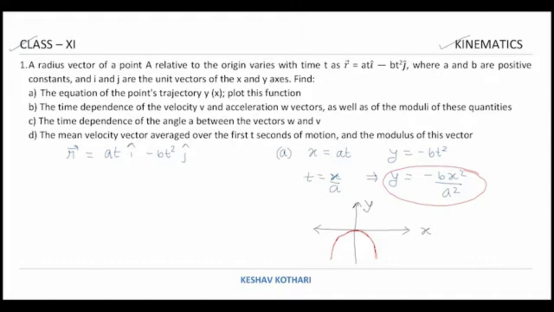The next question asks for the time dependence of the velocity v and acceleration w vectors, as well as of the moduli of these quantities. We are saying that the position vector of the particle, r vector, is equal to at i cap minus bt² j cap.